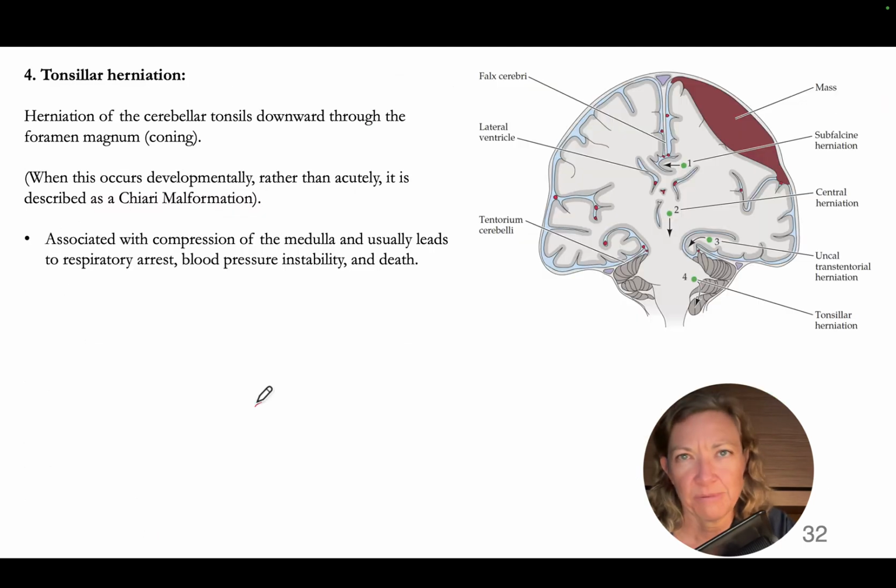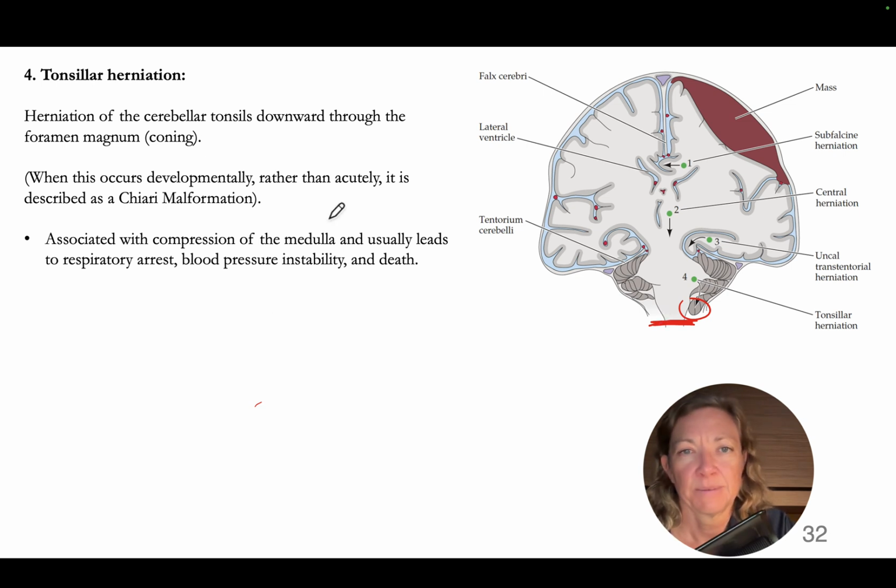And of course, the fourth type of herniation is tonsillar herniation. It's named tonsillar because the tonsils typically lead the charge here, but it's pressure and extrusion of brain contents through the foramen magnum, colloquially described as coning. Of note, when this occurs in development rather than acutely, it's described as a Chiari malformation, and that's relatively common. So you might know someone who's born with a Chiari malformation. Because that was a gradual developmental event, there are some consequences of Chiari malformation, but many people do just fine. They developed that way. But when that happens acutely, of course, the brain can't compensate.